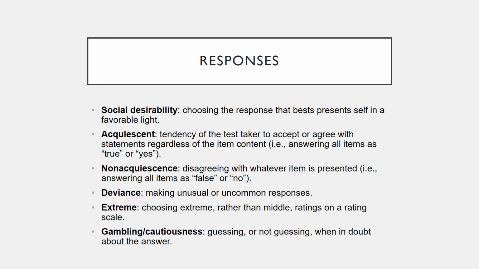Looking at unusual or uncommon responses, that deviance from what would be typical, would take away from our ability to identify some of those traits that an individual might have. Again, choosing things that are extreme as opposed to things that are more in the middle. So if it's on a scale of 1 to 5, picking all 1s and all 5s and nothing in the middle to try to impact the outcome, and then guessing when you don't have the self-awareness or are not willing to introspect enough to determine what the answer is for you.